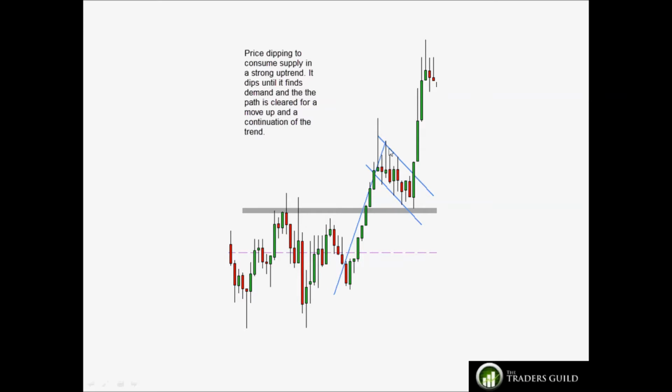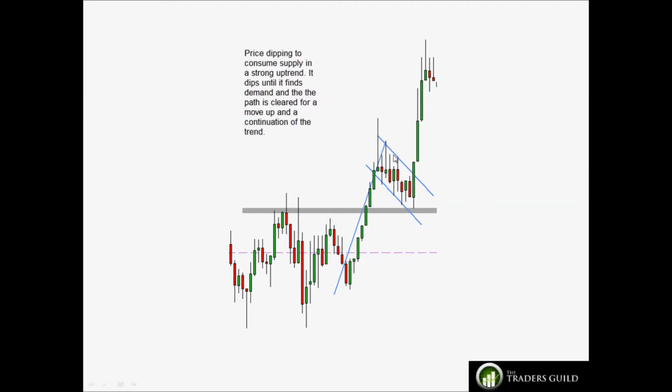Well, we have the strong trend, price is pausing and retracing, and in doing that retracing, it is consuming supply. If you remember from the previous video, we talked about demand and supply consumption. As it is dipping to find demand, it is consuming supply in the process. So as you can see clearly here, we are dipping, we are consuming supply. We dip until we meet demand at a support resistance zone, and therefore the path is cleared to pave the way higher in the direction of the initial strong trend.